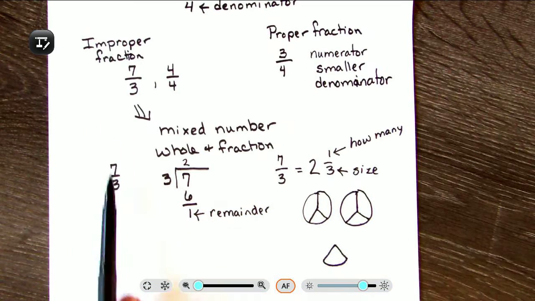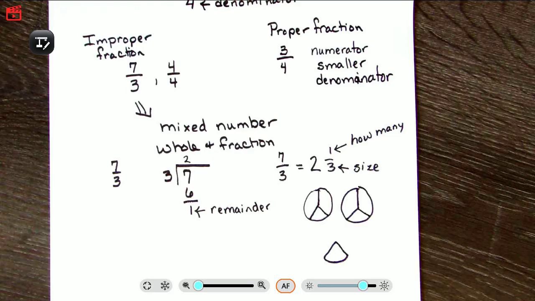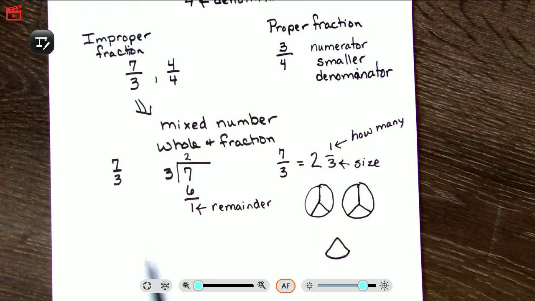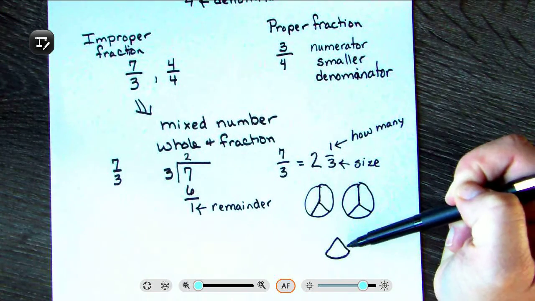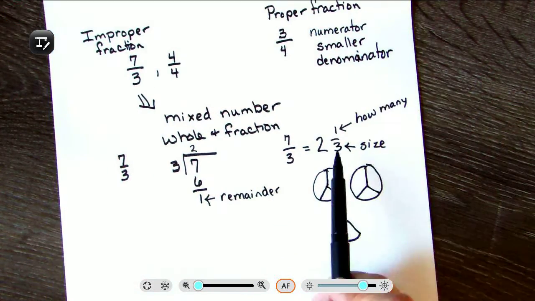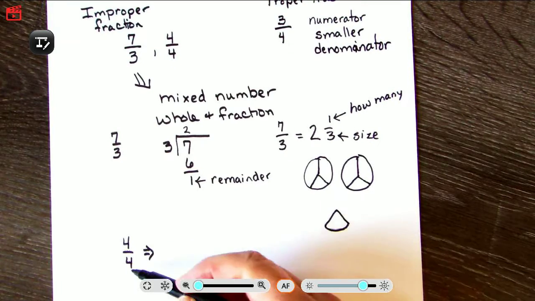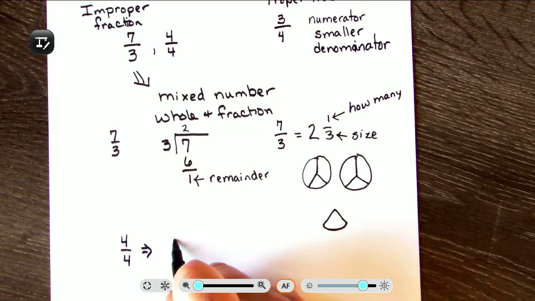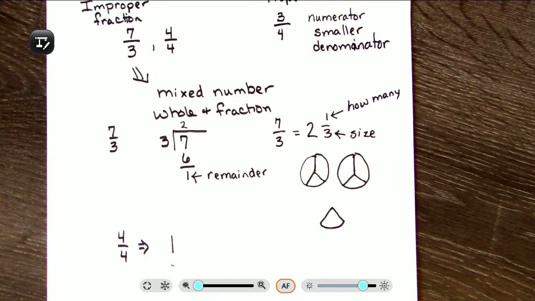So again, to go from an improper fraction to a mixed number, we're going to be doing some dividing. We're going to see how many times that bottom number, the denominator, goes into the numerator. In this case, it went 2 whole times. We had 1 left over, so we had 1 piece left over. There's our leftover. And that told me how big those pieces were. Now 4/4, if I do that dividing, 4 goes into 4 exactly 1 time, so I get 1 whole with no fractional parts left over.